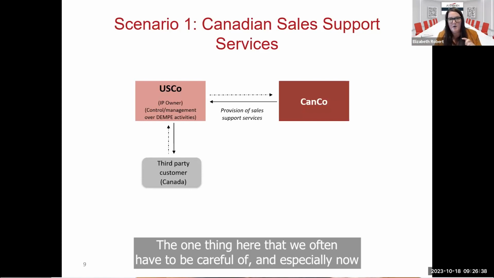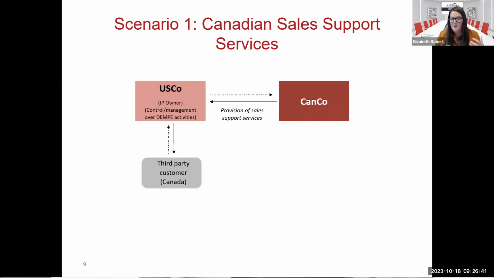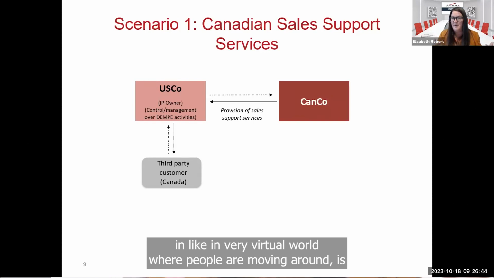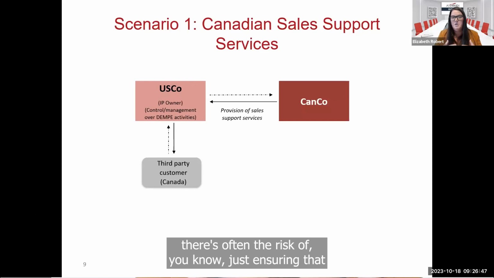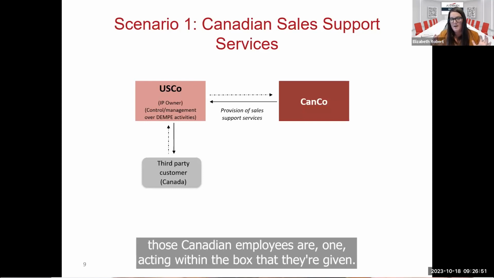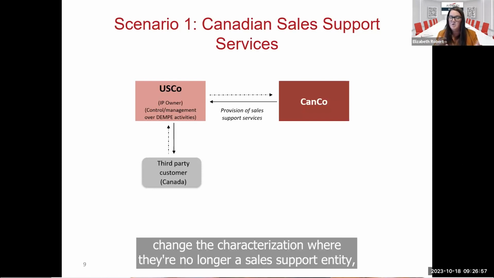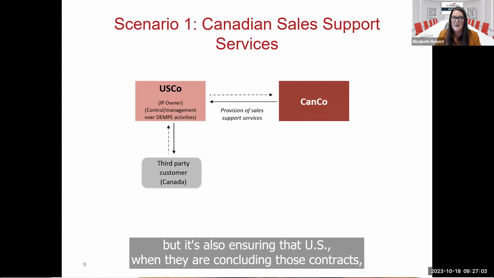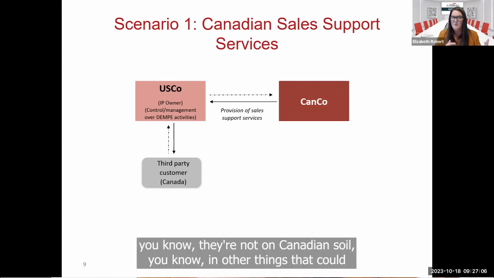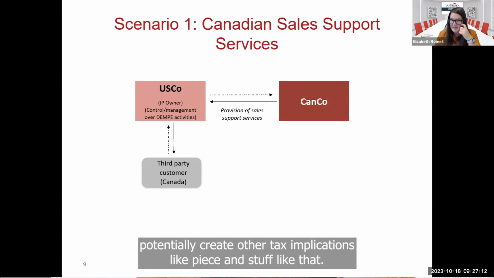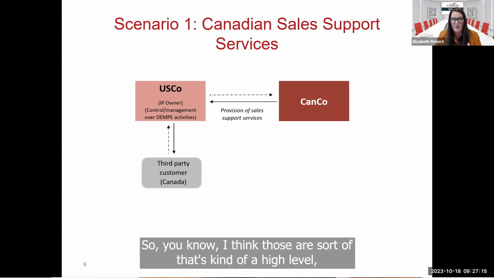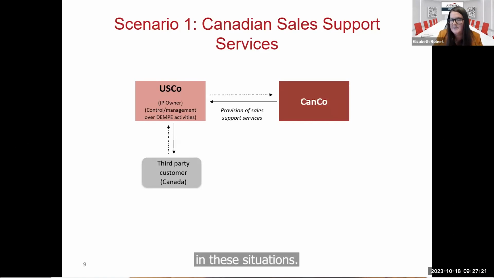The one thing here that we often have to be careful of, and especially now in a very virtual world where people are moving around, is there's often the risk of ensuring that those Canadian employees are, one, acting within the box that they're given, right? That they're not concluding contracts, they're not doing any other things that may change the characterization where they're no longer a sales support entity. But it's also ensuring that USCO, when they are concluding those contracts, they're not on Canadian soil, and other things that could potentially create other tax implications like PE and stuff like that. So I think that's a high level thing that we would see in these situations.